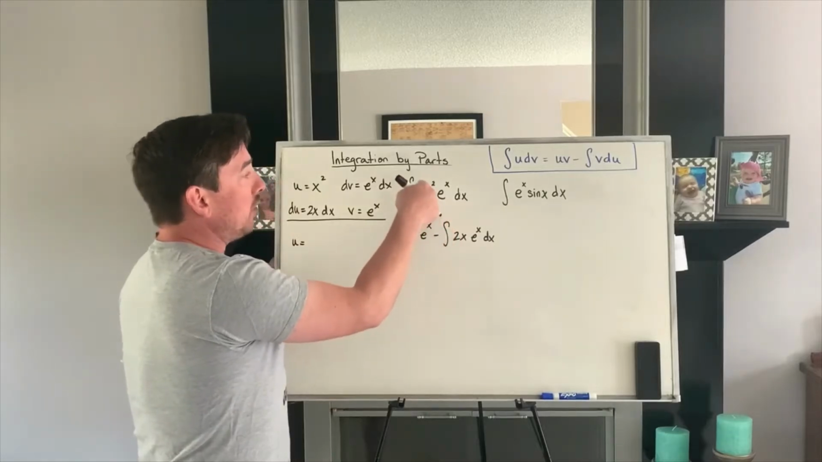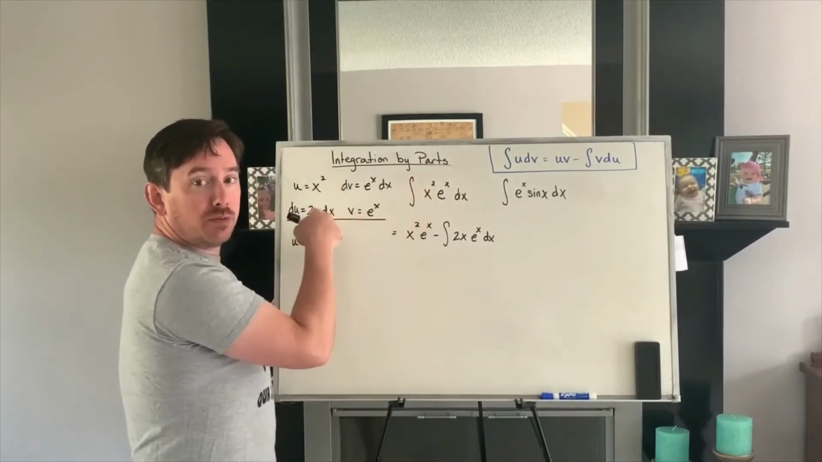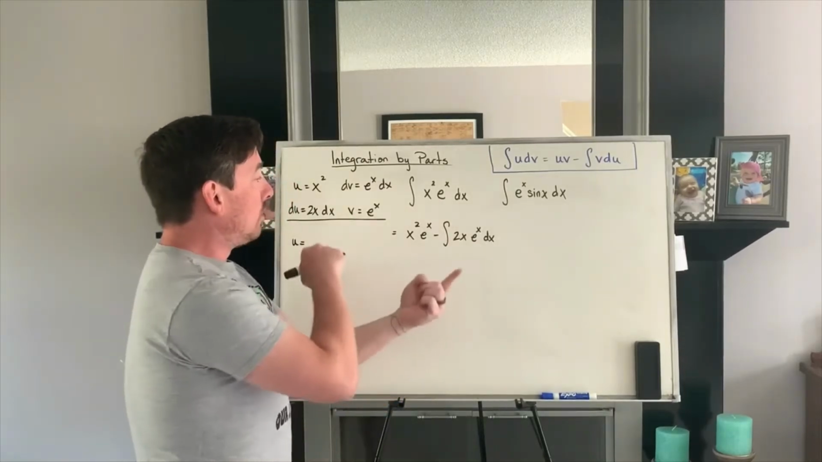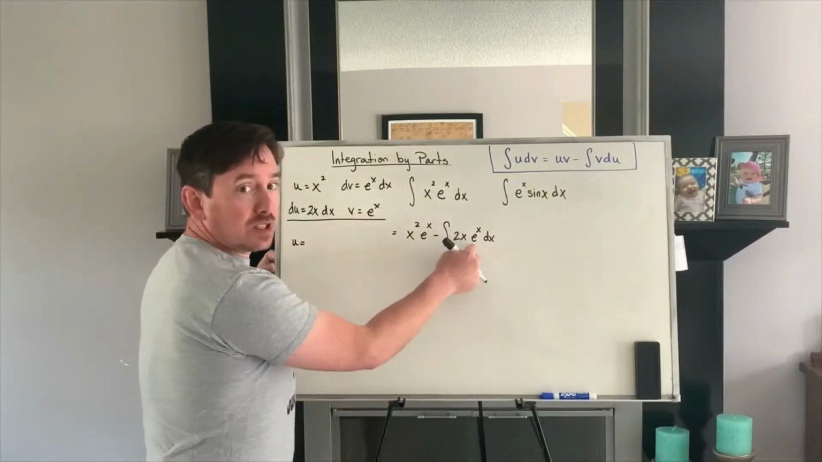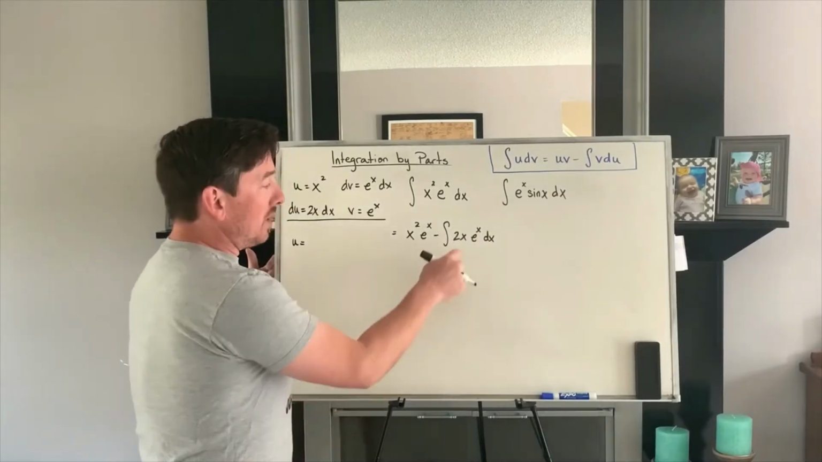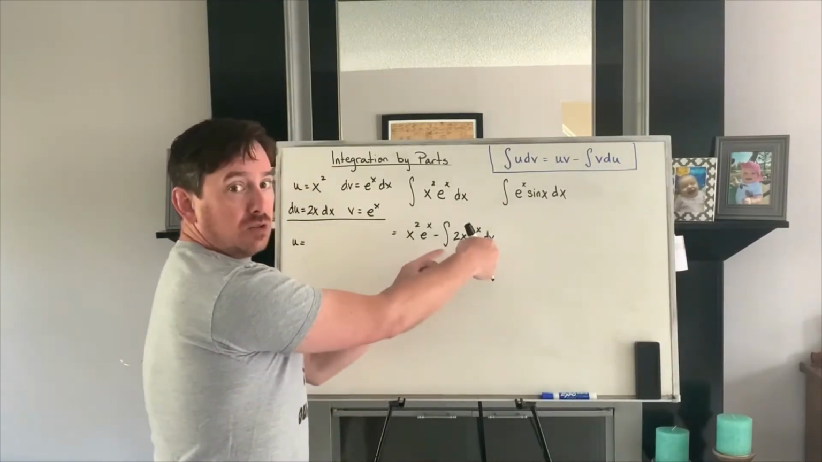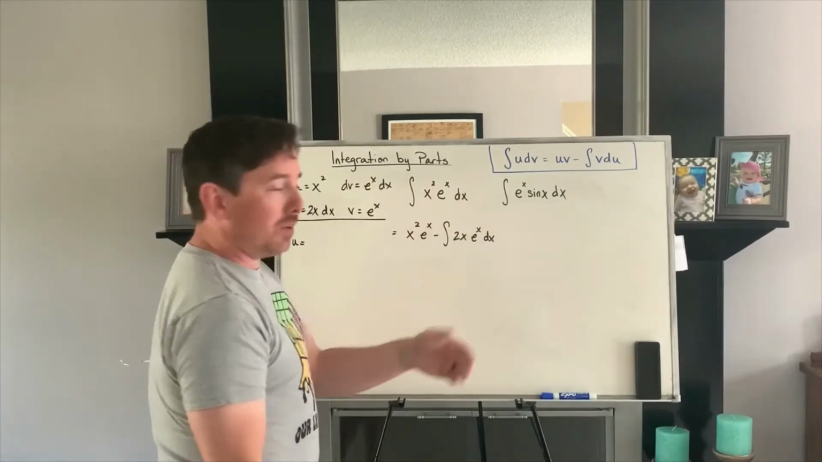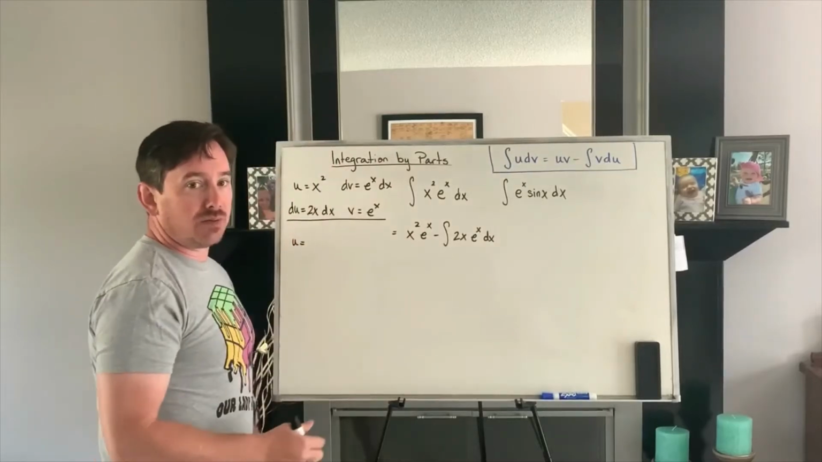I guess it's the polynomial part is what I let be u before, so the polynomial part is going to be u this time. I can't switch roles and let u be the e to the x part and dv be the 2x part. I'll leave this to you if you want to try this. If you do that and you switch roles, you're going to wind up with the integral that you started with, and that's not what you want. You're just going to undo everything that you've done so far.